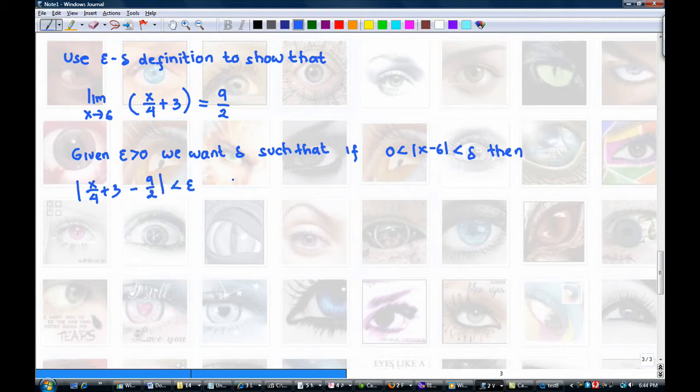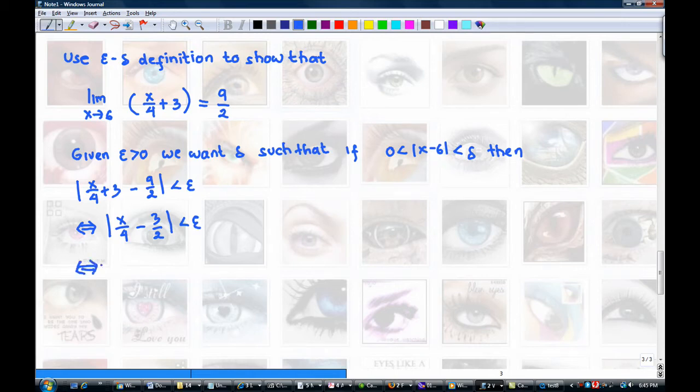Okay, so our objective is to find delta so that whenever we have this inequality, it implies this inequality. But now let us do some analysis. So we want to find an equivalent statement to this statement. So this last statement is equivalent to, so let us do some algebraic manipulation. So 3 is 6/2, means this is 3/2. We want this to be less than epsilon.